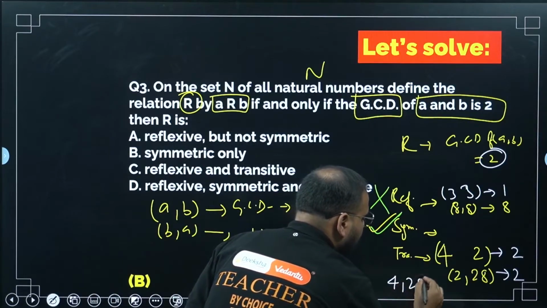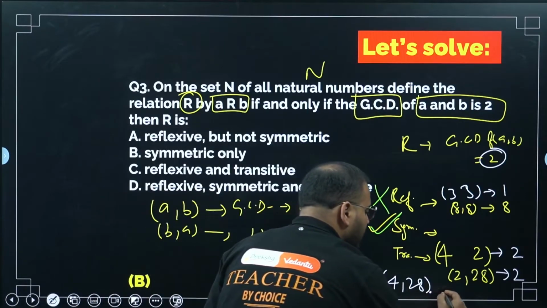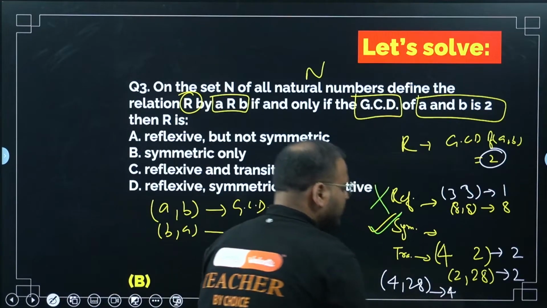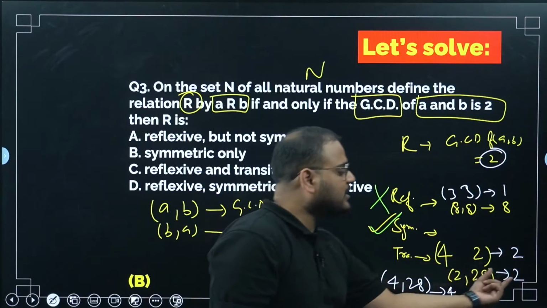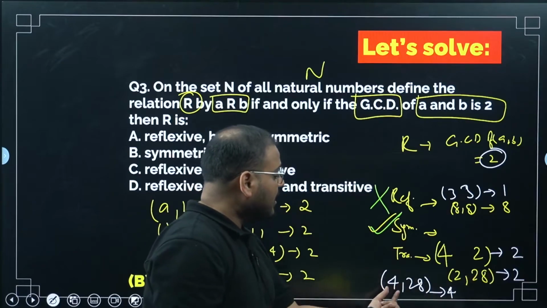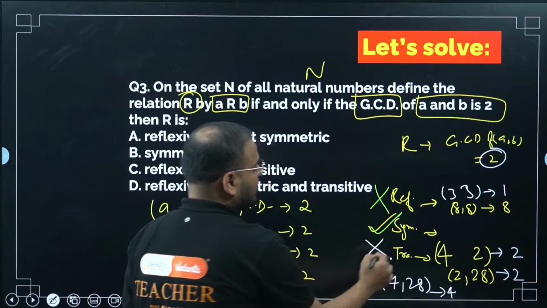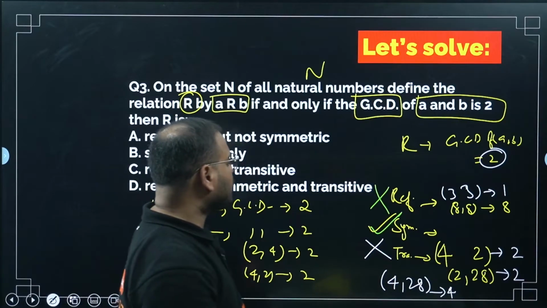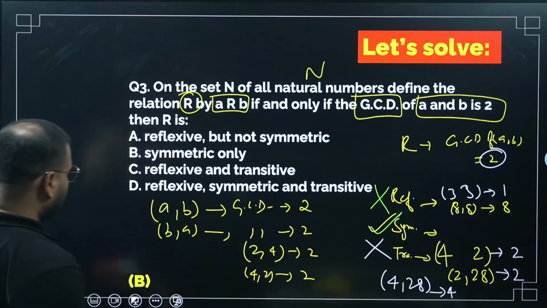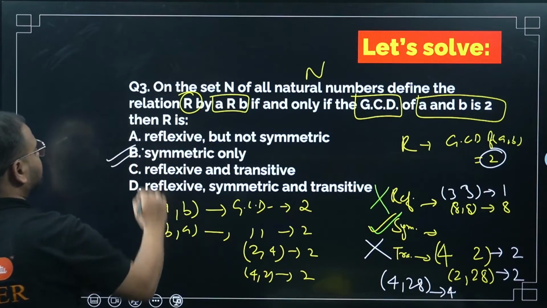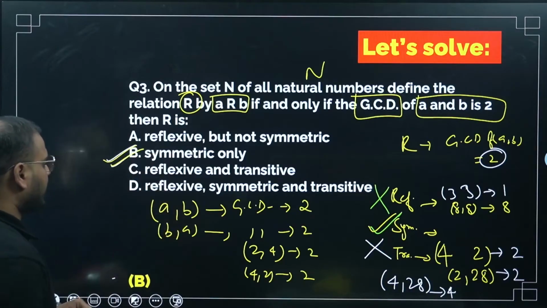4 comma 28. This is my A C. What is the GCD over here? GCD is 4. Check it out here: GCD of A comma B is 2, GCD of B comma C is 2, but GCD of A comma C is 4. So not true. Not transitive. So what we got so far? Not reflexive, not transitive, only symmetric. So option B, only symmetric. Okay, great.